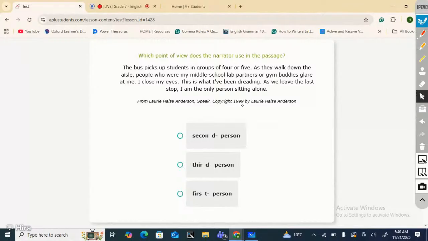Very tricky again, okay? Don't get confused. Choose wisely. Is it second person, third person, or first person point of view?